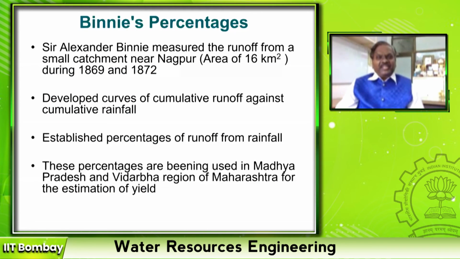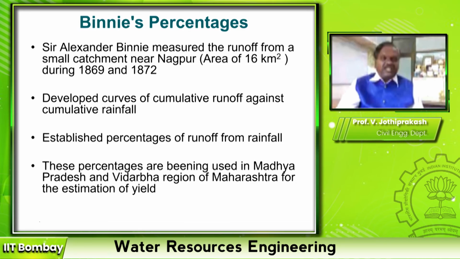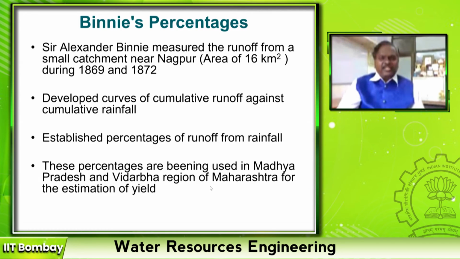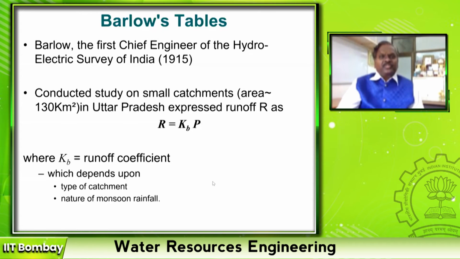So Binnie's percentage, right? It was developed by Sir Alexander Binnie, with a correlation between observed runoff and the area, okay? And he gave the runoff as a percentage of rainfall. This was developed for small catchments near Nagpur with the observed data from 1969 to 72. So these percentages are being used in Madhya Pradesh and the Vidarbha region of Maharashtra for estimation of annual yield. So that is Binnie's percentage.